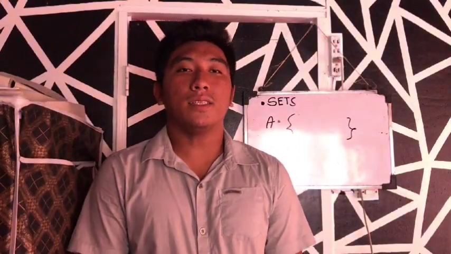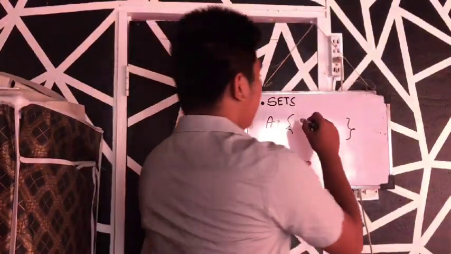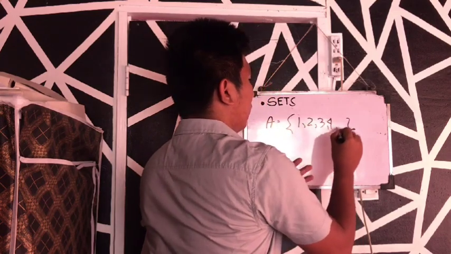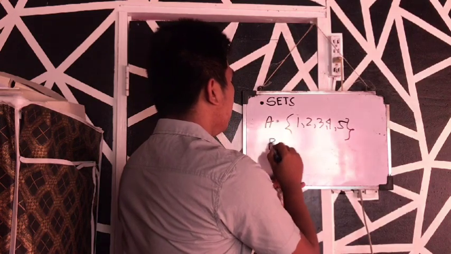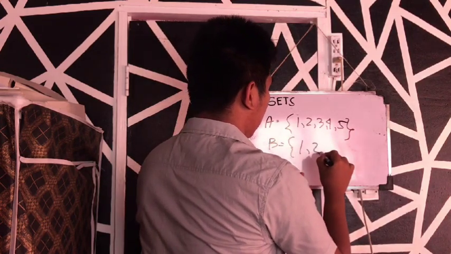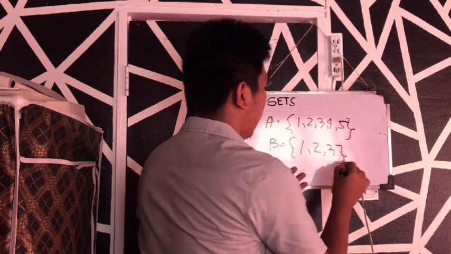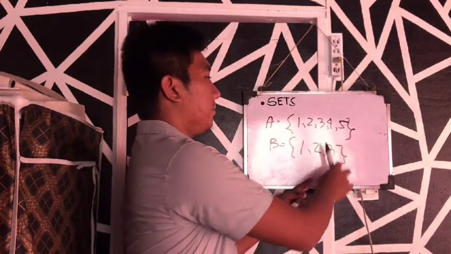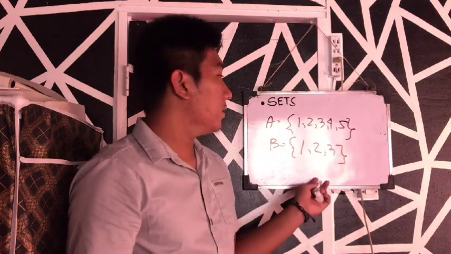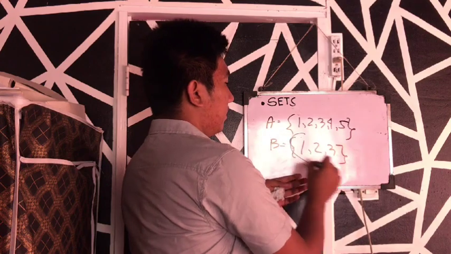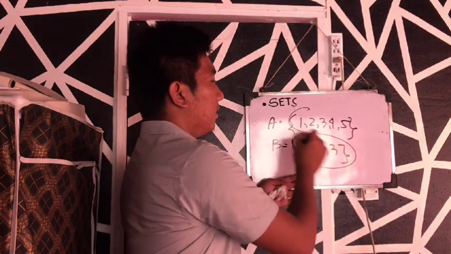Next are the subsets. What is a subset? If we put some elements here, 1, 2, 3, 4, 5, then the set B would be like that. As you can see, the elements of the set B can be seen in the elements of the set A. So this is what we call a subset. The elements here can be seen here.